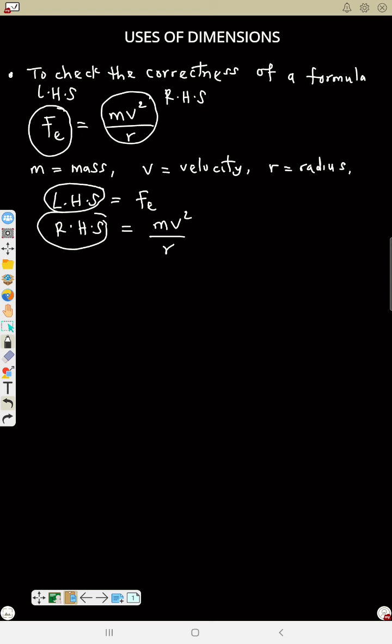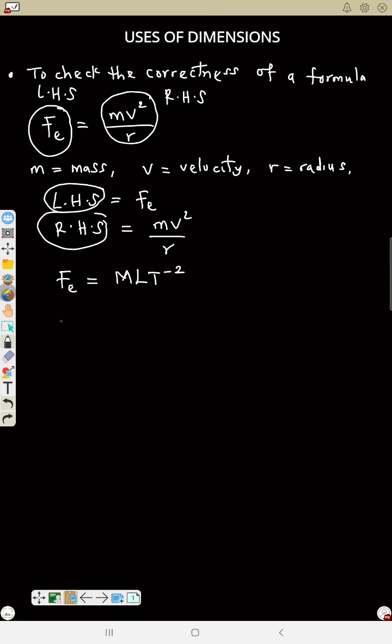So let's say we know the dimension of force already. That is MLT raised to power minus 2. You can watch the first video on dimension and the second video on dimension before these uses. So you will see how we derive the dimension of force. That is MLT raised to power minus 2.